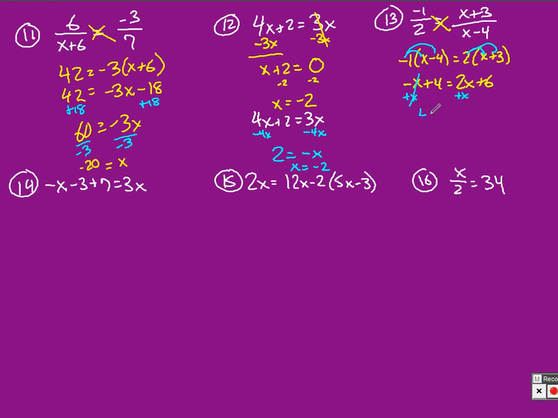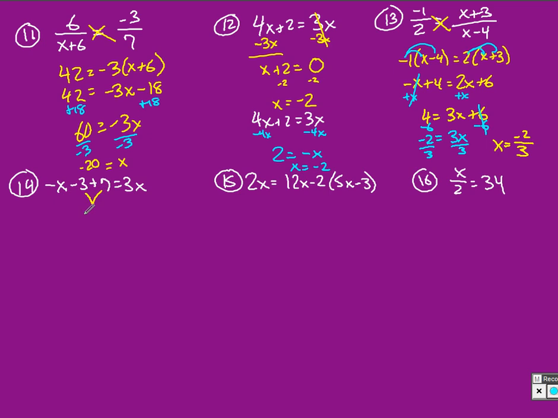Cancels that out. I'm left with 4 equals 3x plus 6. I'll now subtract 6 from both sides to get negative 2 on the left and 3x on the right. Leaves me with just dividing by 3. And I get an answer of x equals negative 2 over 3. I can't reduce that in any way.